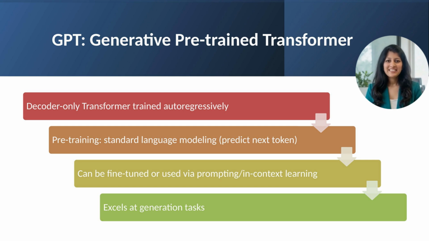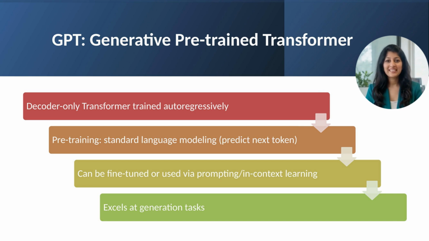GPT's pre-training is standard auto-regressive language modeling. Predict the next token given previous tokens. This is simpler than BERT's masked language modeling. No special tokens, just straightforward left to right prediction. The simplicity is elegant and effective. GPT-1 showed that this approach works well with fine-tuning.